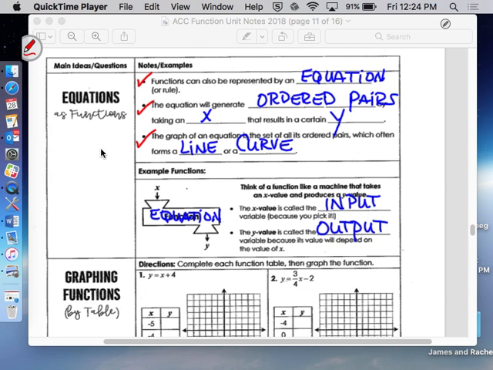So here's the little machine visual. You have an x value that's called the input that goes into the machine or into the equation. You evaluate the equation for that x value, and then the output is the y value. So the x and the y value together create ordered pairs. Then you plot the ordered pairs and you connect them, and when you connect them, you create either a line or a curve. So everything comes full circle.